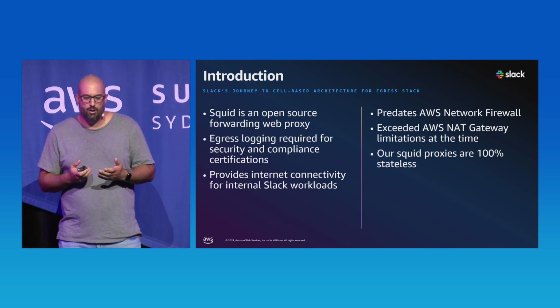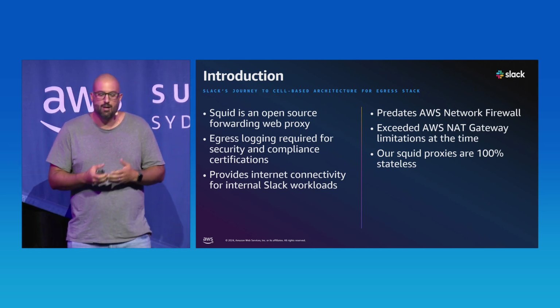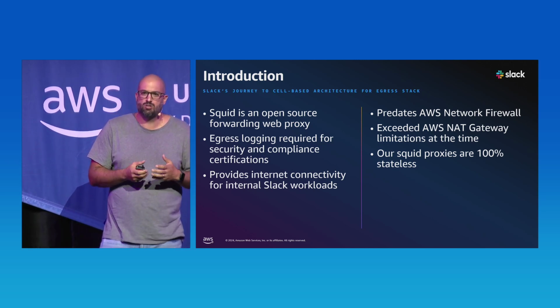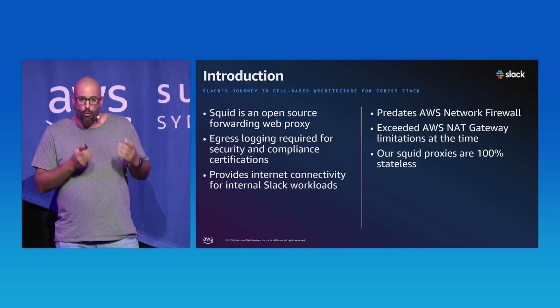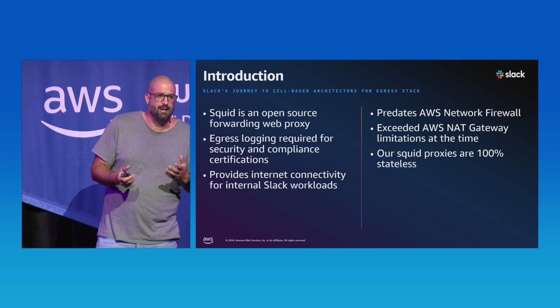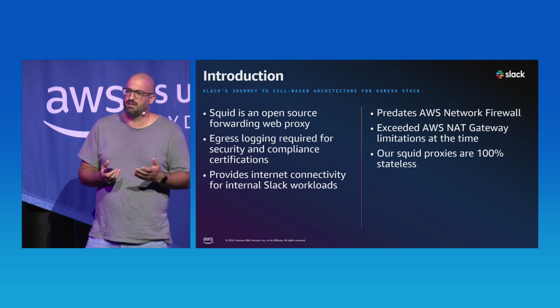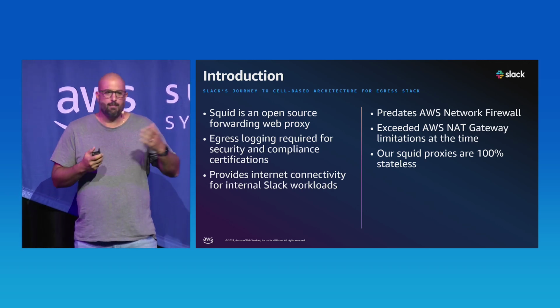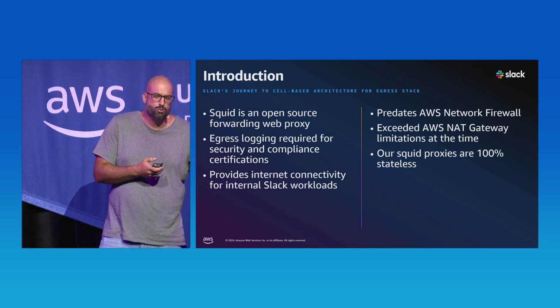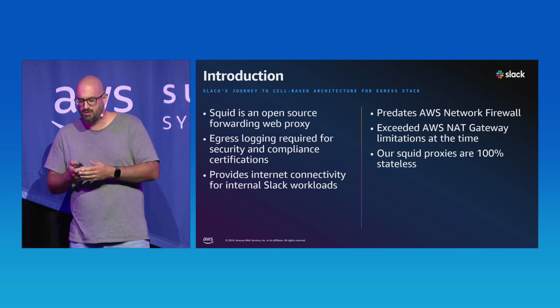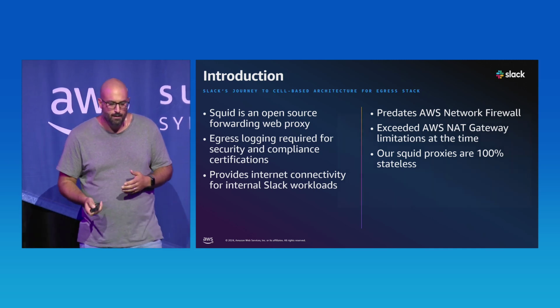The solution we decided on was to build a stateless fleet of Squid proxies, which are used to provide internet connectivity for all of Slack services out to the internet. So if you paste a URL into Slack and it unfurls, or it makes an API call to, say, the Google Suite or wherever that is, that traverses through our egress cluster.